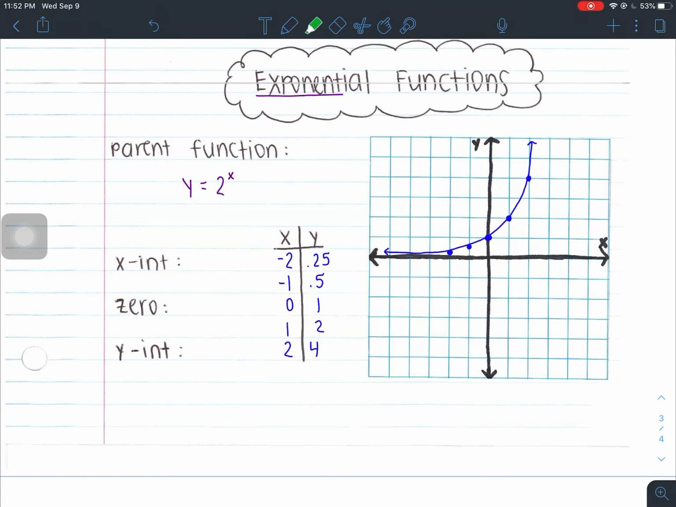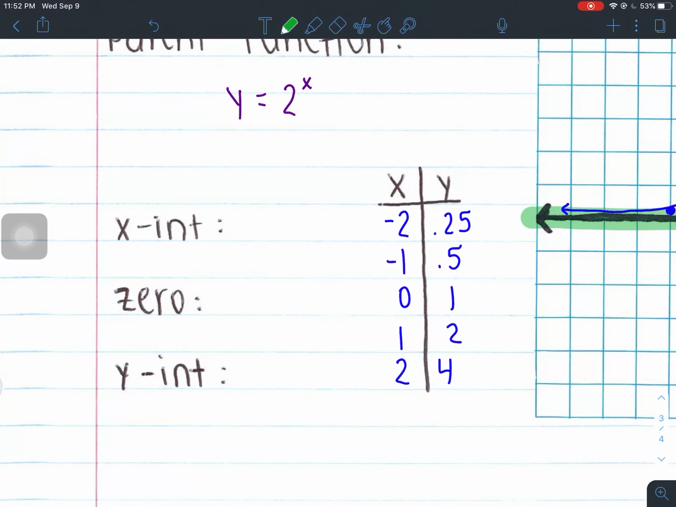Okay, so we're going to go ahead and start by identifying our key features here. X-intercept. Well, the x-intercept is where my graph crosses the x-axis. But like I just said, this graph is never going to touch the x-axis. So if it never touches the x-axis, can it have an x-intercept? No. So if it doesn't have an x-intercept, you say none.